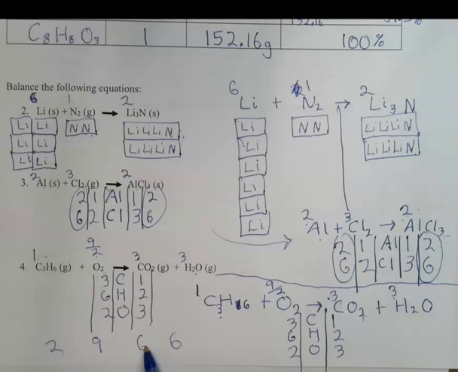2 times 3 is 6. And 2 times 3 is 6. So these are actually your final coefficients right here: 2, 9, 6, and 6 for that problem. All right. Again, pause, go back if you need help on something else.